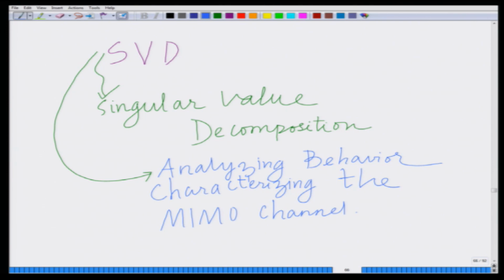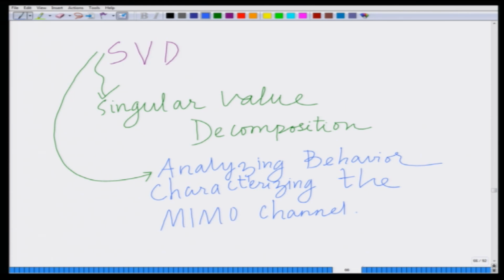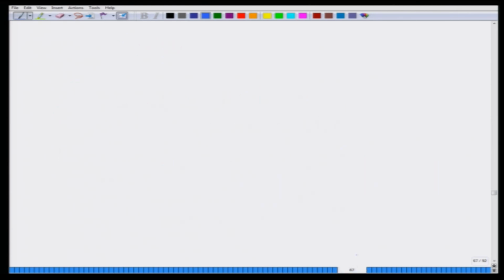The singular value decomposition is a decomposition of the channel matrix. Just like we have the eigenvalue decomposition, this is another decomposition for the MIMO channel matrix. But eigenvalue decomposition exists only for square matrices, right? The singular value decomposition is a general decomposition and exists also for non-square matrices. Therefore, this can be used to gain valuable insights into the properties and behavior of the underlying MIMO channel. Okay. So let us start with a brief illustration of the singular value decomposition.